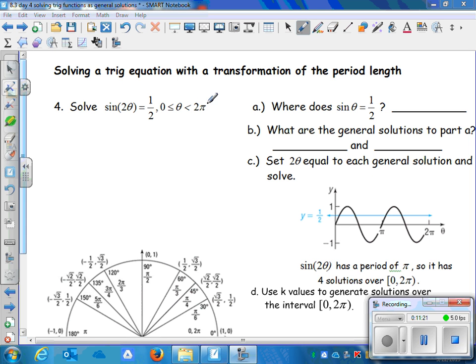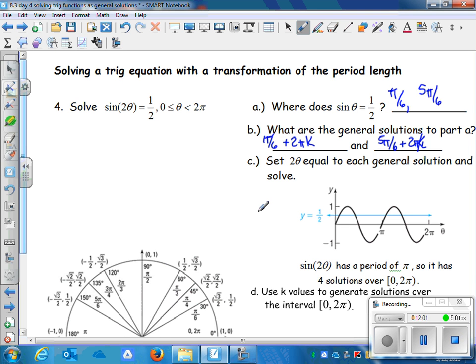In order to do that, I need to come up with the general equation first and then apply the 2 pi to it. So we're going to do that now. All right, so where does sine theta equal 1/2? So we're going to ignore this 2 pi for a minute. And that occurred at two places, pi over 6 and 5 pi over 6. They are unique values, so we can generate general solutions for them. So the two general solutions would be pi over 6 plus 2 pi k and 5 pi over 6 plus 2 pi k. Like that. There you go.